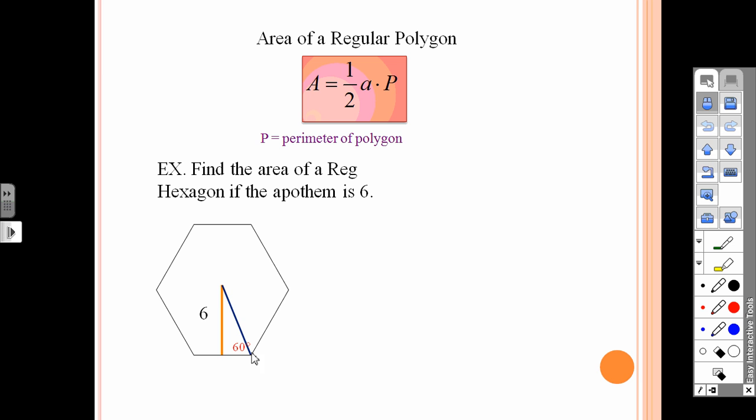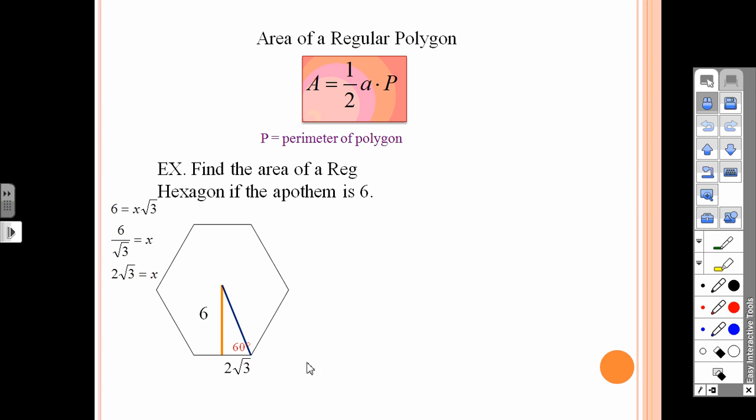So notice what that creates for us. It creates another 30, 60, 90 triangle. Okay, so this side, which is 6, is opposite the 60. So that means that 6 is equal to x root 3. And now we can solve for x and we get 2 root 3. Well, this x that we solved for is this length right here of this little right triangle. So that's just this part right there.